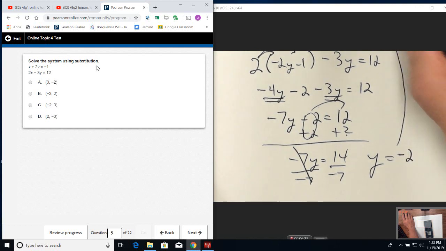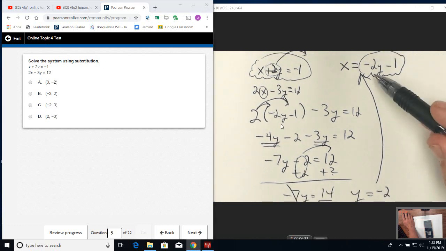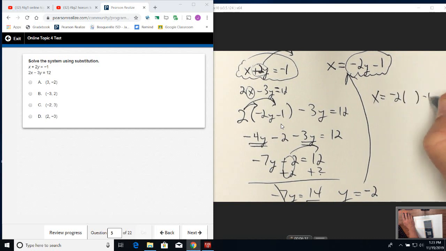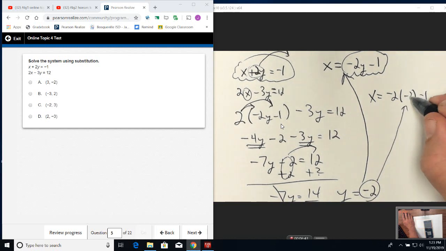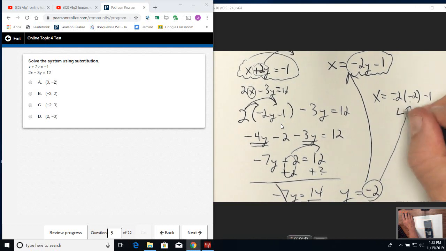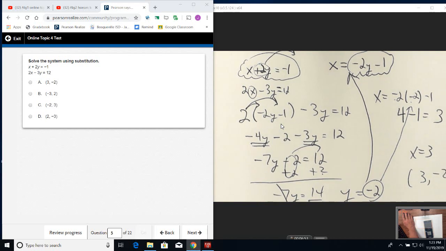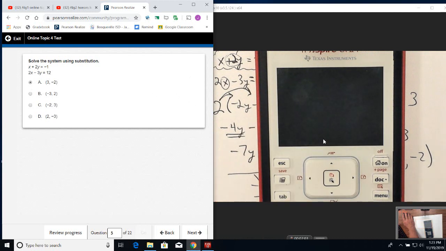How do I find out what x is? Well, plug that back into my equation over here. What was my equation over there? To get x, it's negative 2 times y minus 1. And what's y in this problem? Negative 2. So what's negative 2 times negative 2? 4, minus 1 is 3. So x is 3, y is negative 2. Which is answer choice, which one? A.